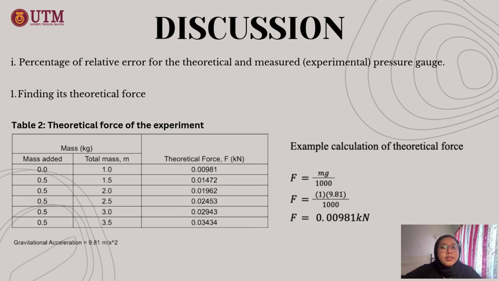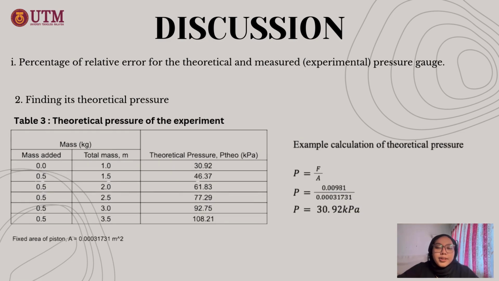The first question in the discussion asks about the percentage of relative error for the theoretical and measured pressure gauge. The first step is to find the theoretical force. Table 2 shows the theoretical force of the experiment with the constant gravitational acceleration, which is 9.81 meters per second squared. That is the example calculation of the theoretical force using the formula F equals mg over 1000. The second step is finding its theoretical pressure.